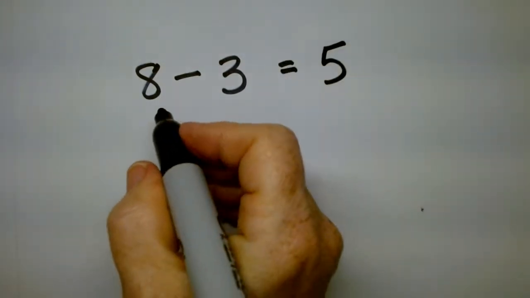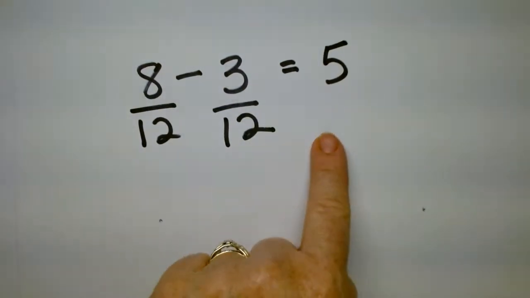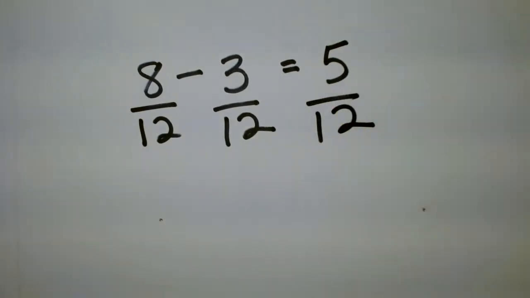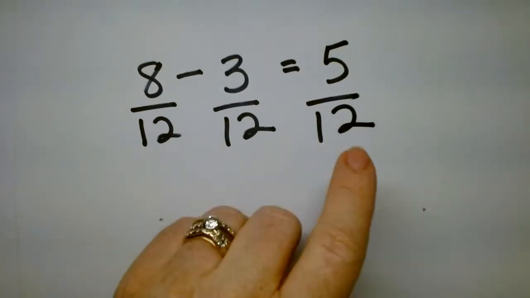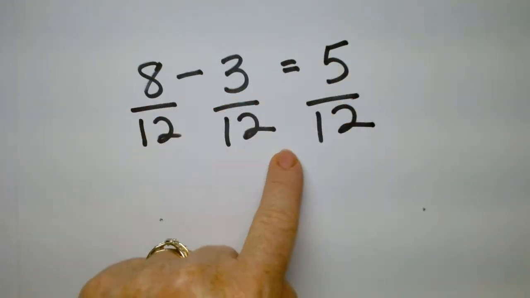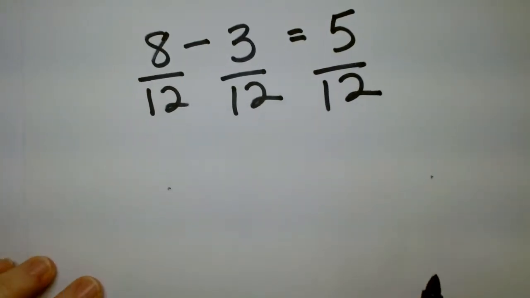Okay, and if I said 8 over 12, okay, what's missing now? Yeah, the divisions, right? Okay, so notice it's the same pattern. As long as these two match, then you can just add or subtract the numerator and write it over here, and you just carry the denominator, okay?